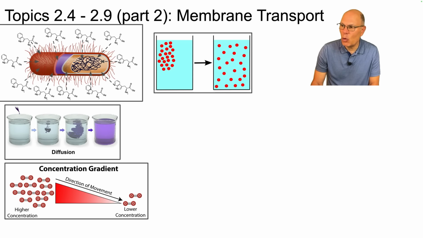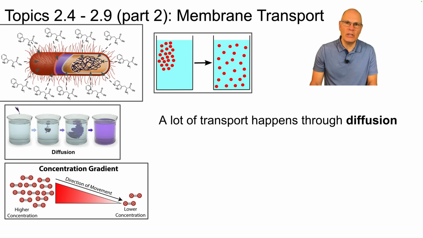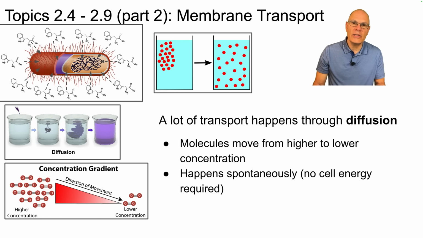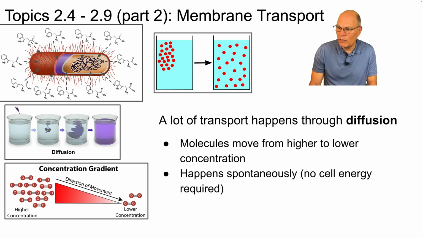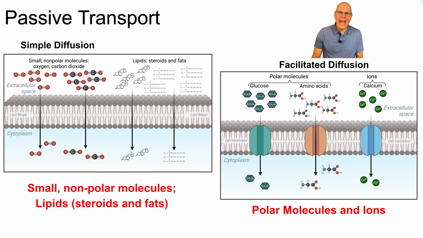Membrane transport. A lot of things go through cells just based on diffusion, movement of molecules from higher to lower concentration. It happens spontaneously. The cell doesn't need to exert energy for diffusion to happen, and molecules flow down their concentration gradients. In passive transport, the cell is allowing diffusion. It's passive about what it's letting come in. But there's simple diffusion and facilitated diffusion.